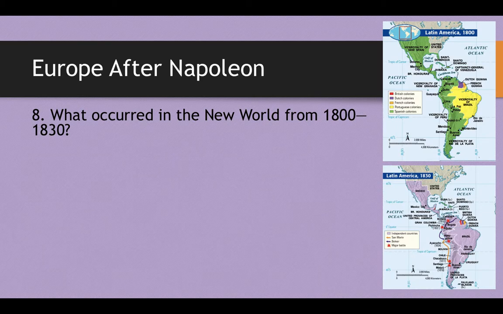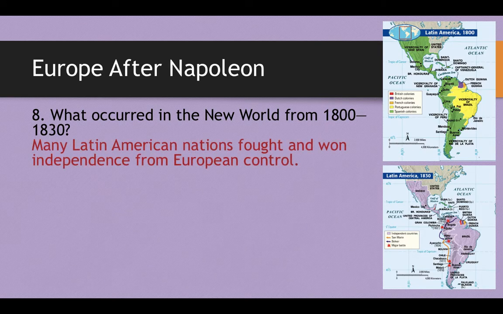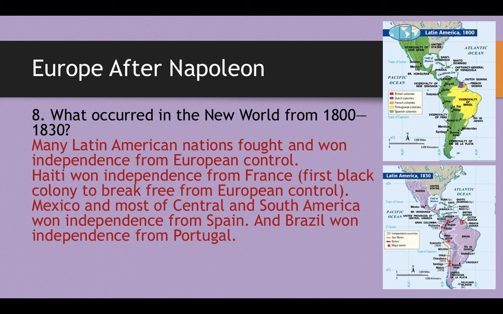Now, finally, what was going on in the New World at this time? What was going on in Latin America in the first 30 years of the 19th century? Well, a lot of Latin American nations heard about the American Revolution and how the colonies broke apart from their European mother country. And they heard about the French Revolution and how the French had at least tried to break apart from their ruler. And they said, why can't we have a revolution of our own and gain our independence? So a lot of Latin American nations, as you see in the picture there, fought and won independence from European control.